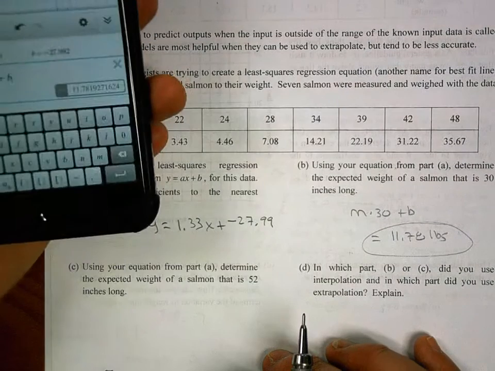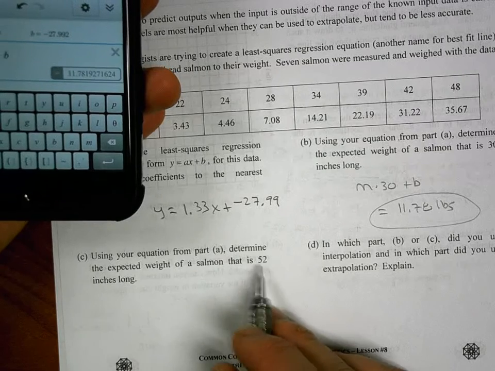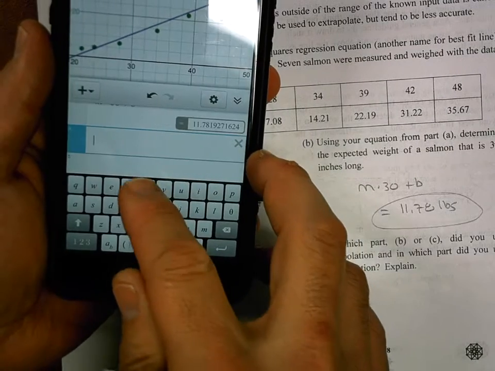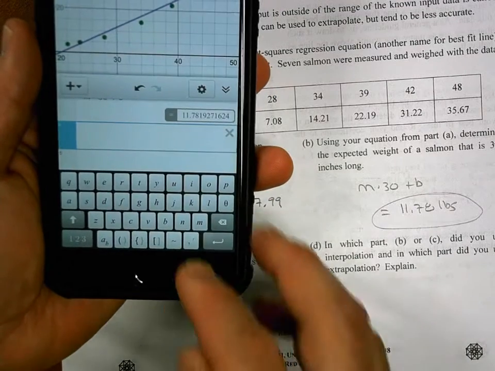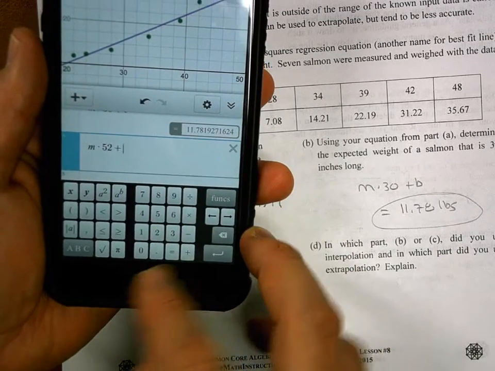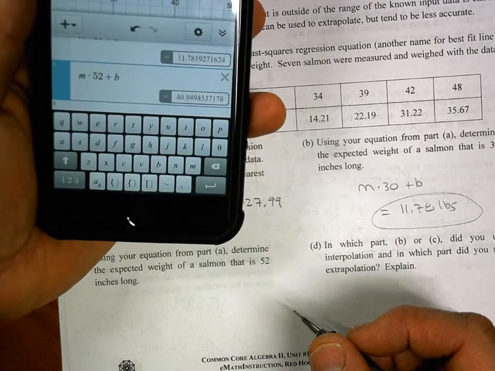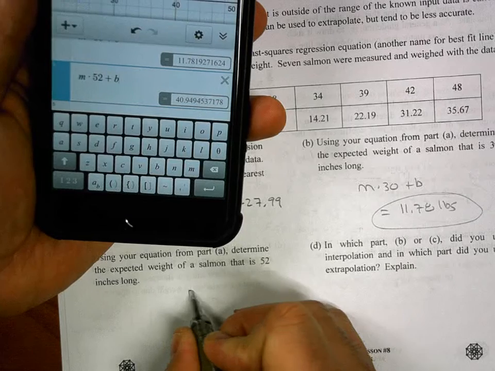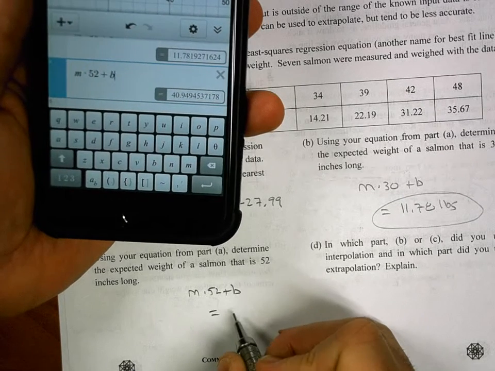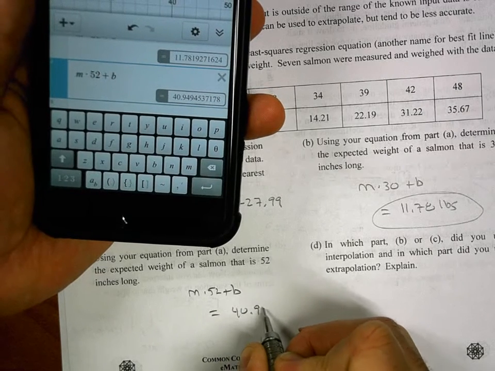Okay, C, using the equation, determine the expected weight of a salmon that's 52 inches long. Okay, so go into another screen there. So m times 52 plus b, using this same model. Okay, how many pounds? 40.95 pounds.